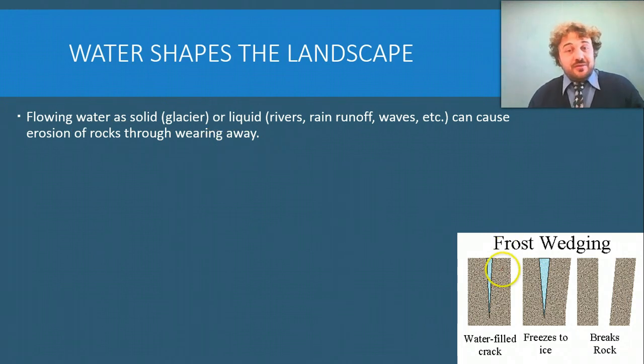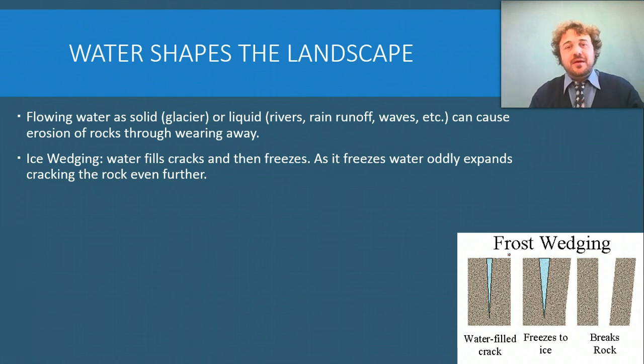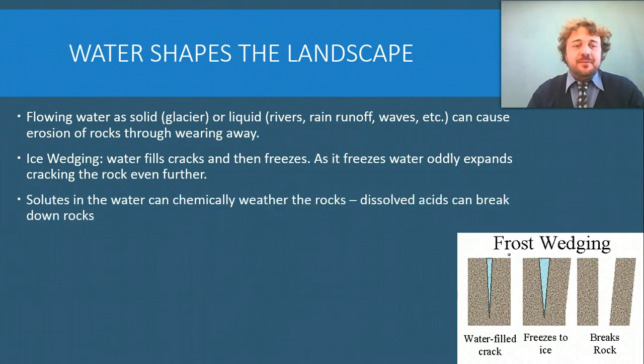But a really good example is frost wedging. Actually, we call it ice wedging. And yes, got that right, we call it ice wedging. Basically, the water melts in, so it pours in, and then it freezes. And because it expands, which is odd, by the way, it causes the rock to break apart, and eventually that breaks the rock. The solutes in the water.